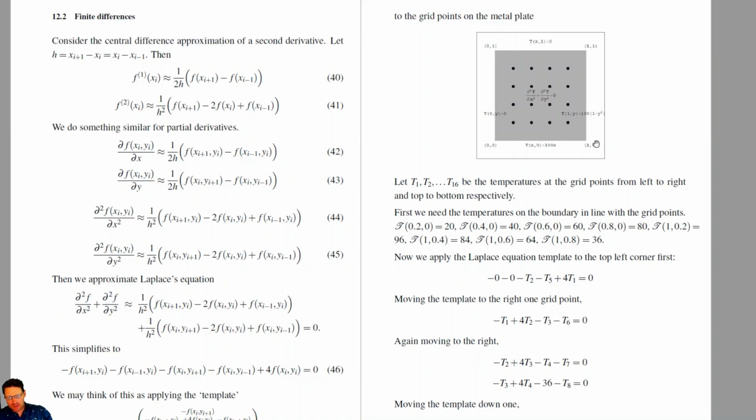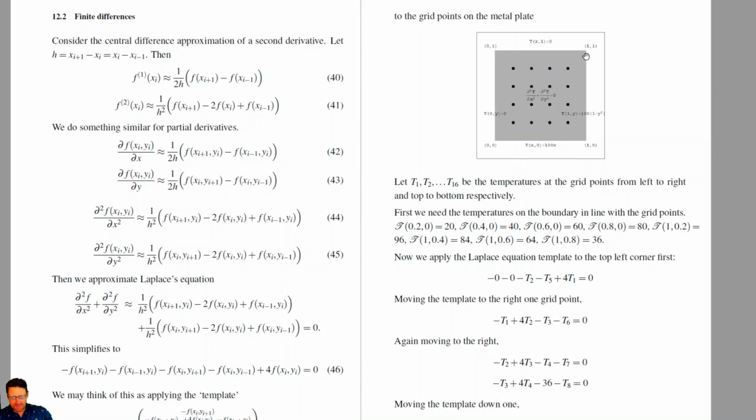Alright, so along the bottom, x is 0.2 and y is 0, so we have 20. All we're doing here is multiplying 100 times 0.2 and we get 20. Okay, T of (0.4, 0), so we multiply 100 times 0.4 and we get 40. And so on and so on, up to 80, that includes the bottom.